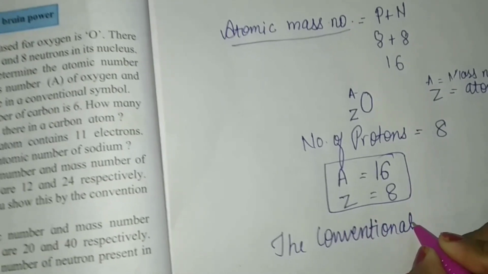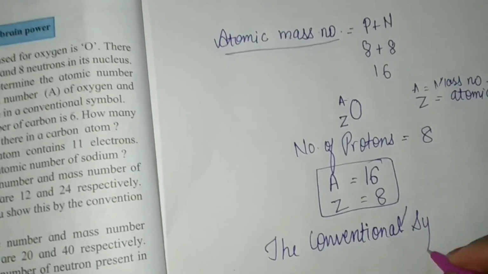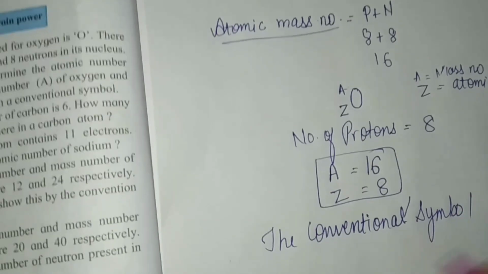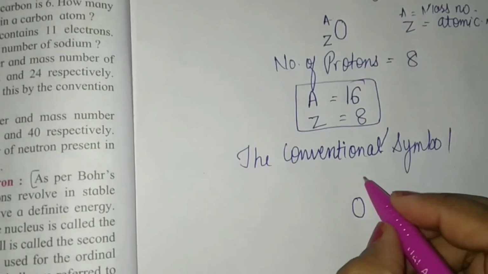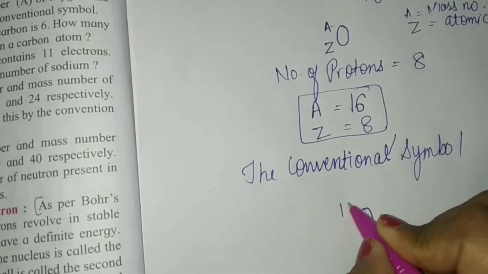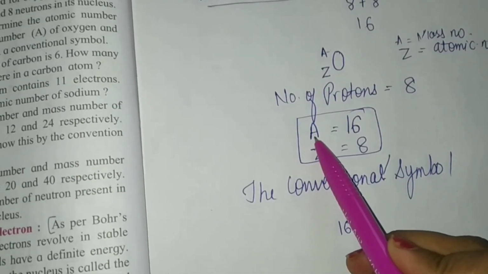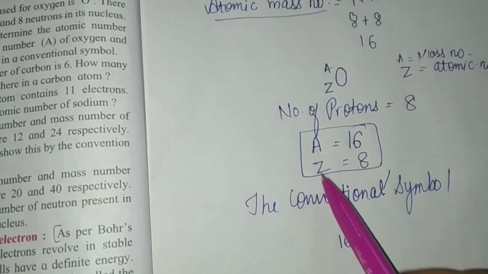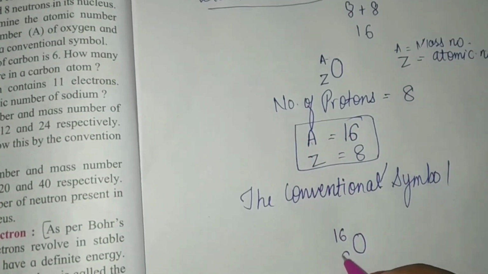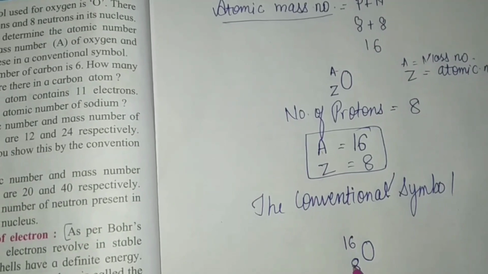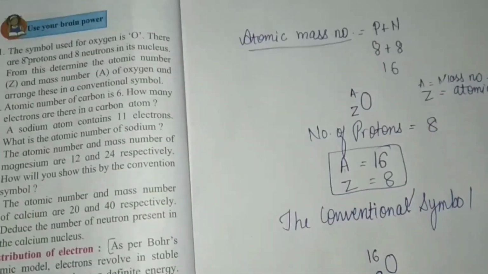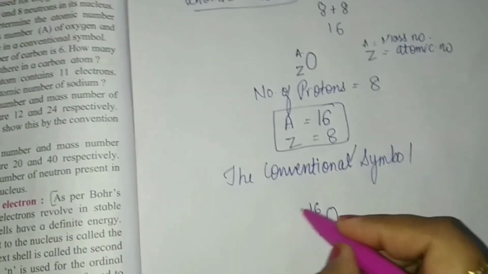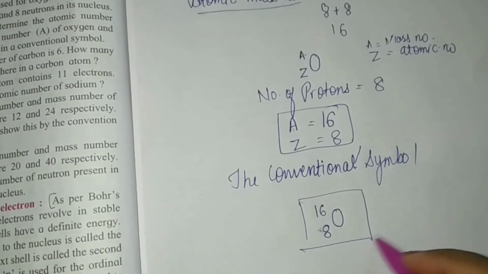In a conventional symbol, O, that is oxygen, 16, that is atomic mass number, and Z is 8. It denotes atomic number. Hopefully you got this now, student.